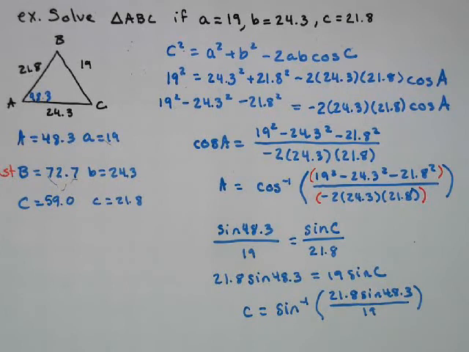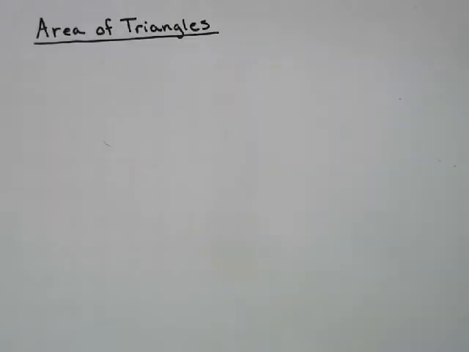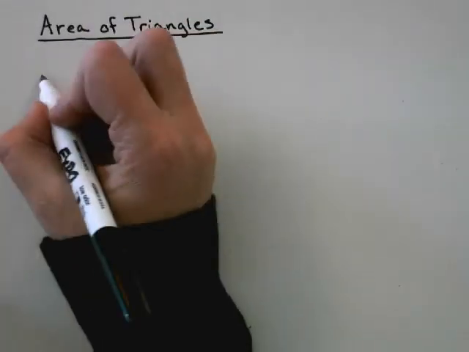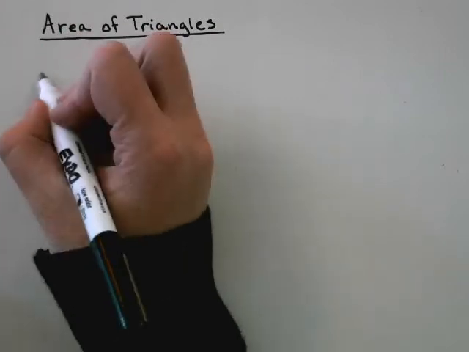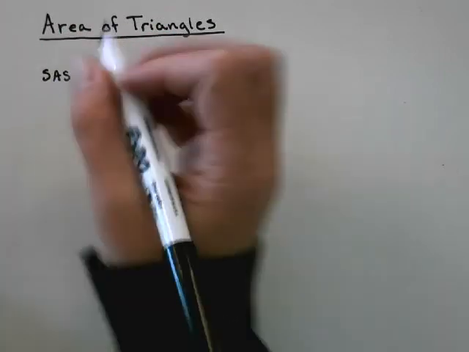Okay. In the PDF version of the notes, there is another example given side, side, side. So feel free to practice on that. I'm going to go ahead and move on to area. So in geometry, you did area of triangles, 1/2 base times height. We have additional formulas beyond that. So the first one we're going to look at is if we have SAS.